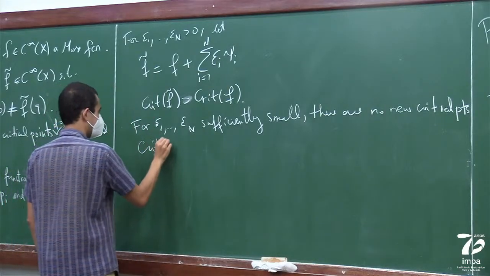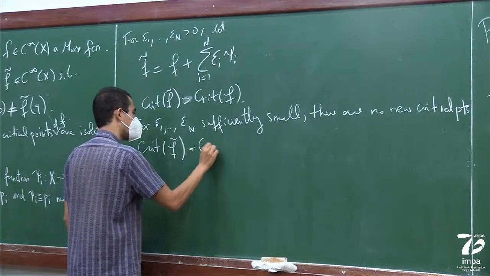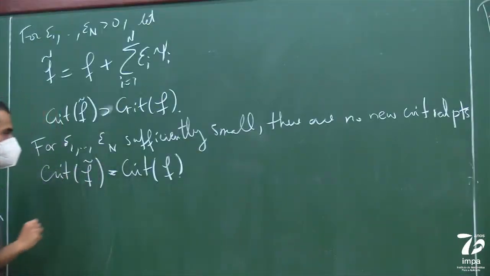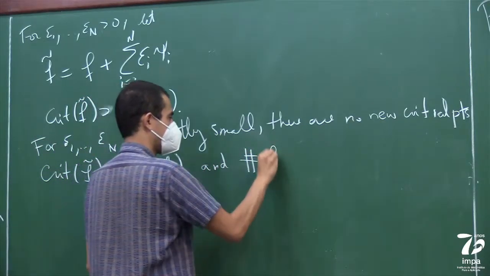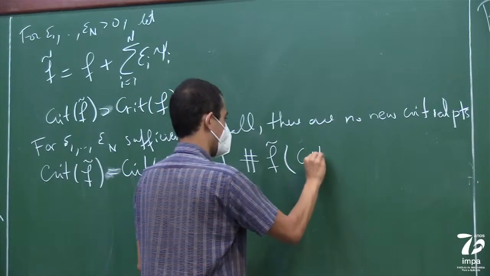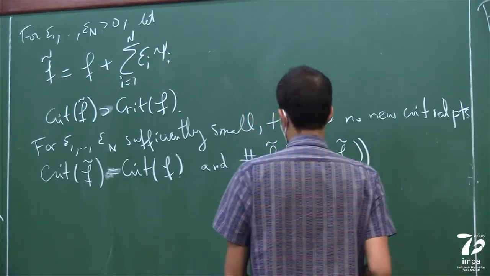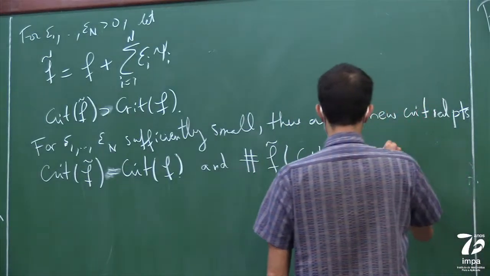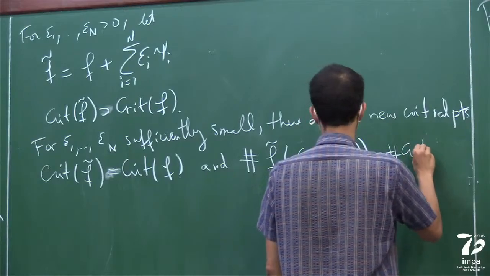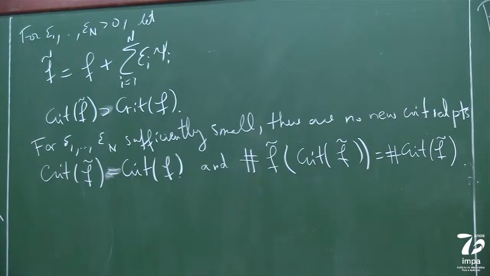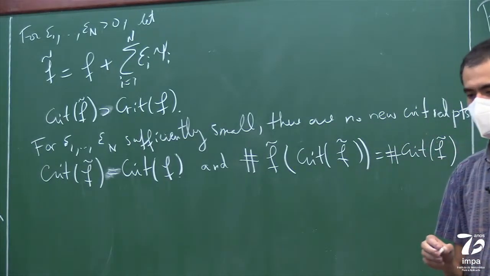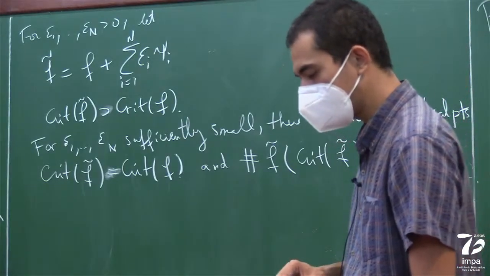So we get that the critical points each have a different image. I guess you can say it the following way: the number of critical values is equal to the number of critical points. Okay, that's equivalent to say. So that's the simple proposition. Any questions about this?